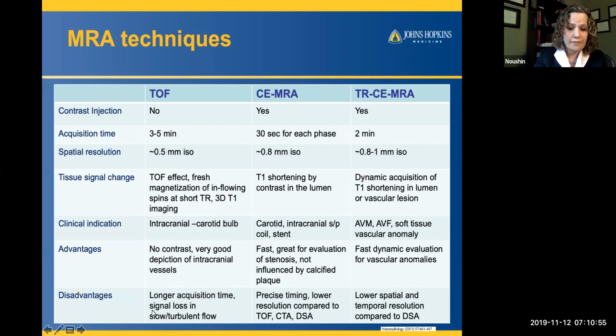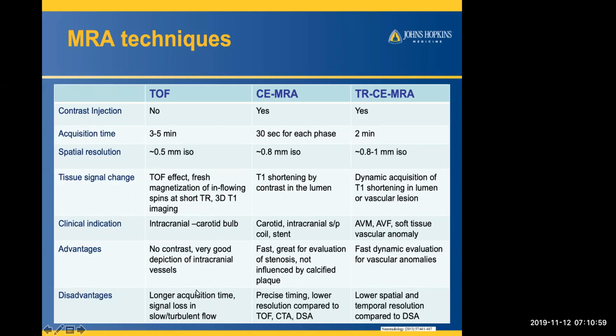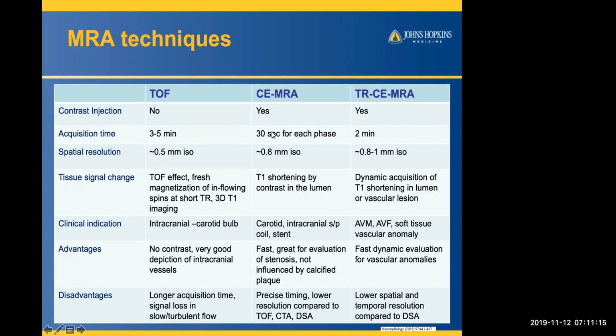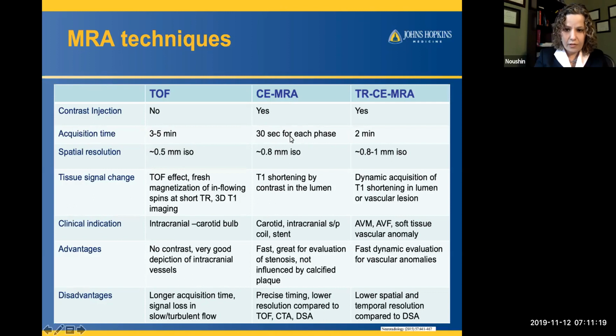Also, in areas of slow or turbulent flow, we may have some loss of signal, which can be problematic. Contrast enhanced MRA is technically a similar idea, similar to CTA. You inject contrast and you try to image in the arterial phase. So it's a faster acquisition. It probably takes about 30 seconds for each phase, like arterial. We do also a venous phase. It has a slightly lower spatial resolution compared to time of flight.